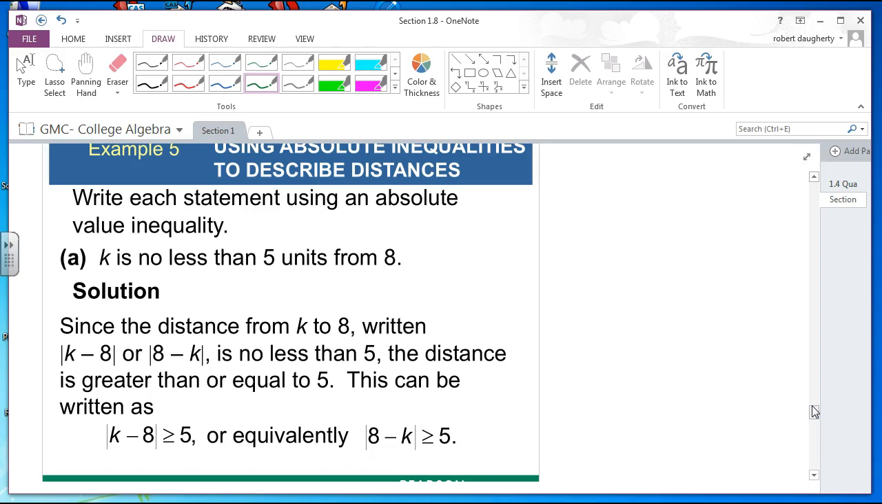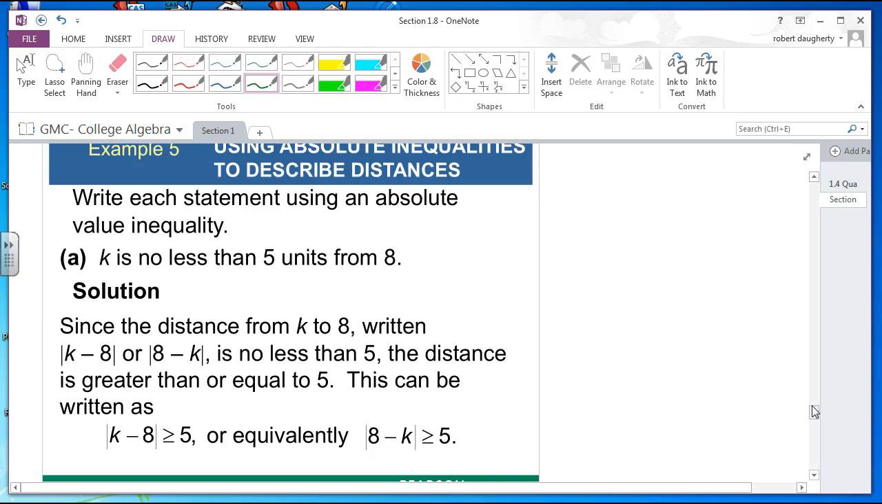Now let's look at this in the context of me giving a description. K is no less than 5 units from 8. So what does it mean? K is no less than 5 units from 8. So 4 is, or let's just say 7. Well, let me back up. So K is no less than 5 units from 8.